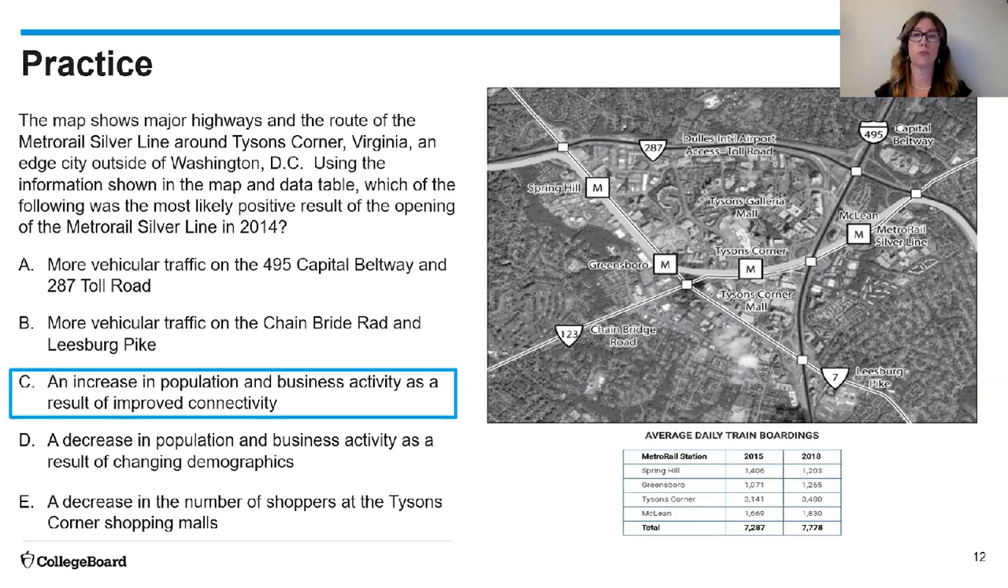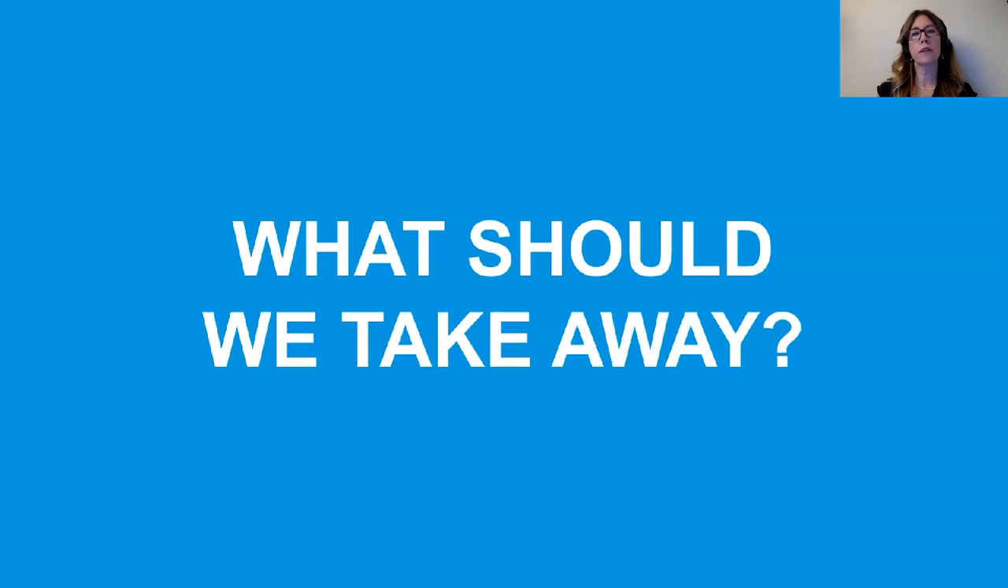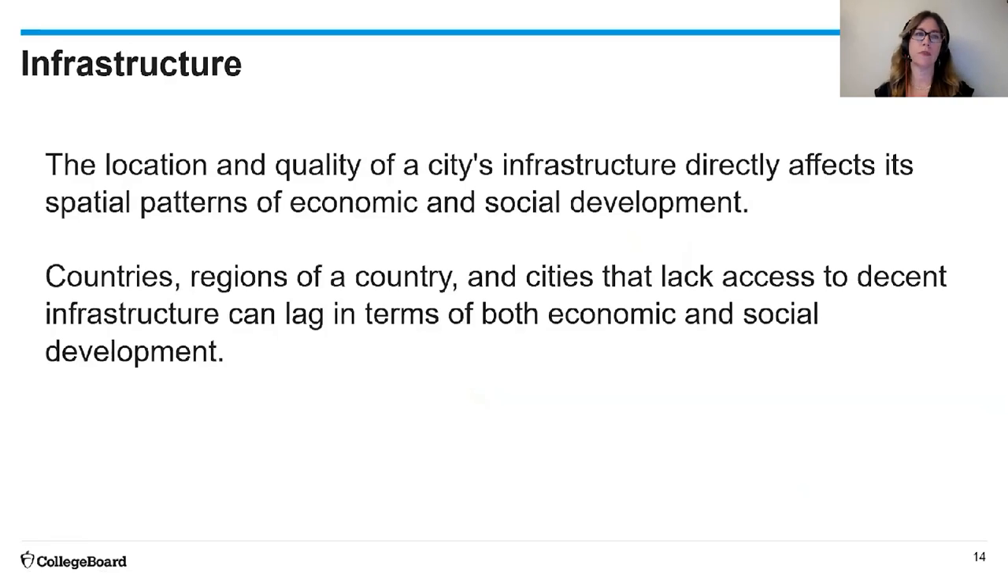Right, so infrastructure, public transportation. So what are some of the things that we should take away from this? The location and quality of a city's infrastructure is really important to the patterns of economic and social development. Countries, regions of a country, and cities that lack access to decent infrastructure can lag in terms of both economic and social development.